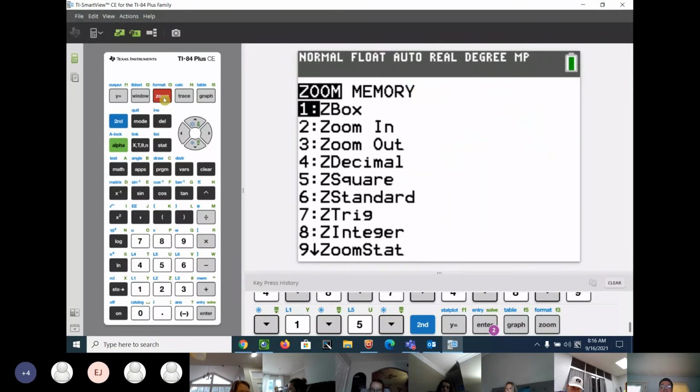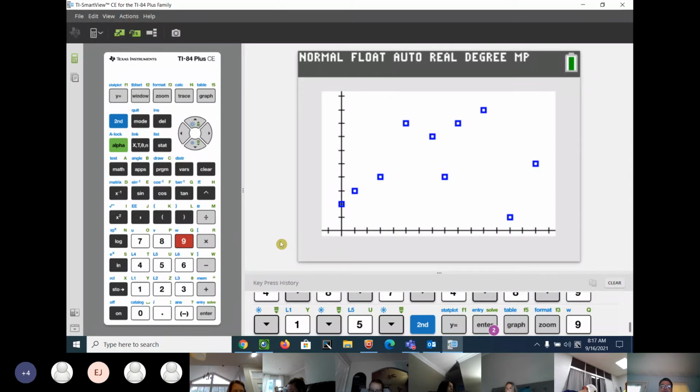Zoom 9. Zoom 9 will usually blow up the first quadrant for you because most of your scatter plots are going to be in the first quadrant, because in statistics we like to deal with the first quadrant because that means everything is positive.